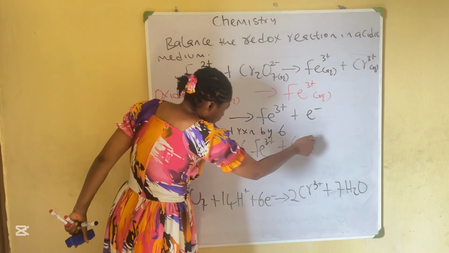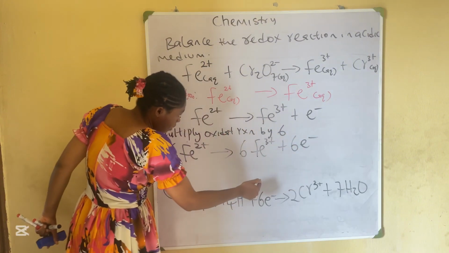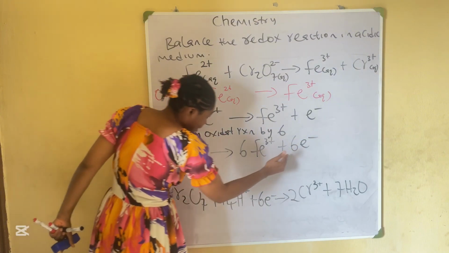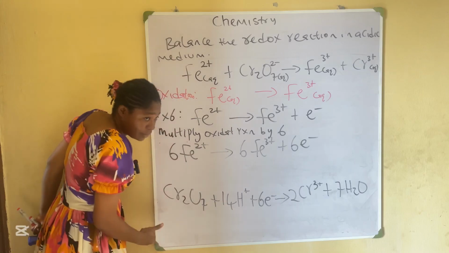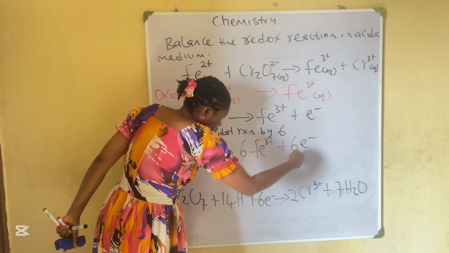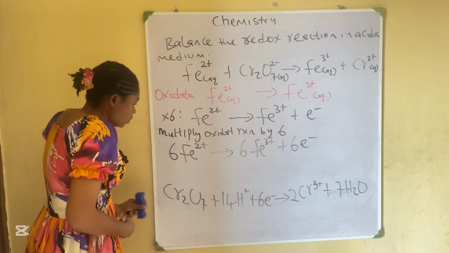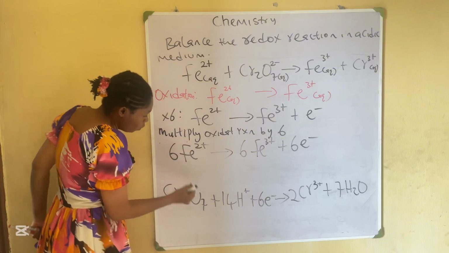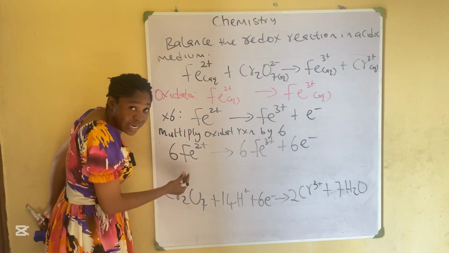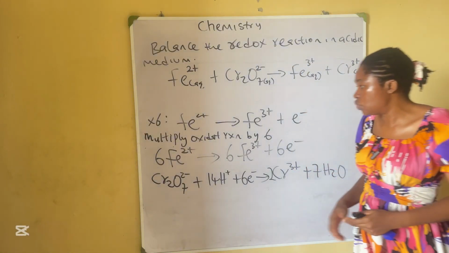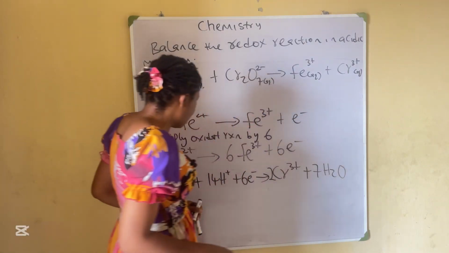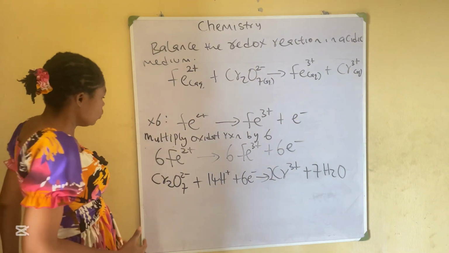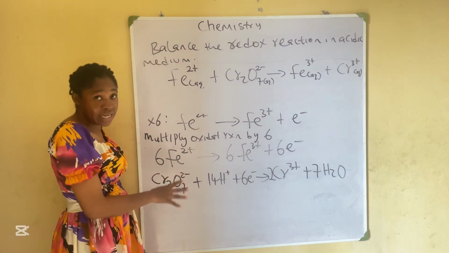I have 6 here, so 6 minus 6. This one on the right hand side, this one on the left hand side, so it's going to cancel out. So cancel the electron and add up the two equations together. So the next thing we are going to do is to add the two equations together.